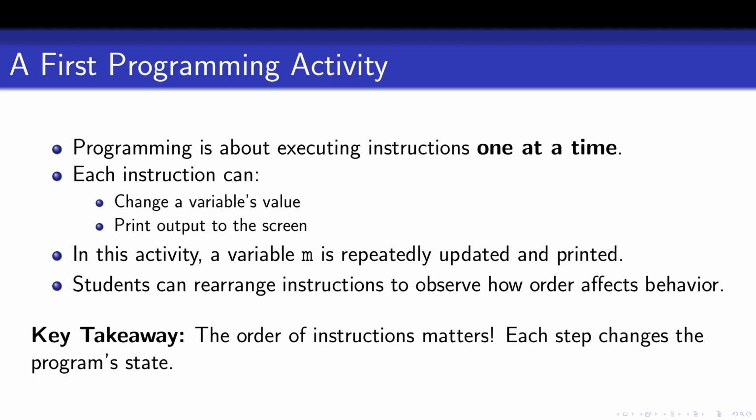Let's apply this concept with a hands-on programming activity. Imagine you have a variable named m. Your task is to perform a series of instructions that update its value and print the result. In this example, m starts at 5, then gets doubled, squared, and increased again. You can change the order of these steps, and you'll see different results. That's because in programming, the order of instructions dramatically affects the outcome. This is what we mean when we say a program's state changes step by step.